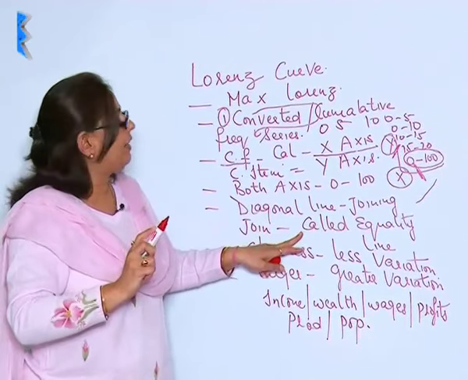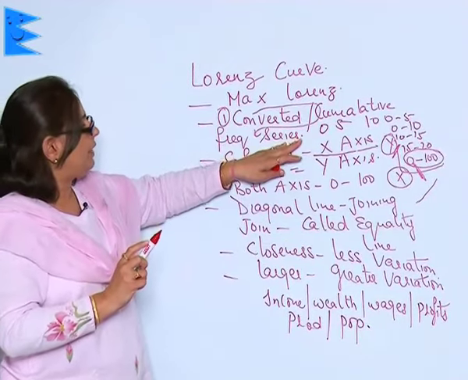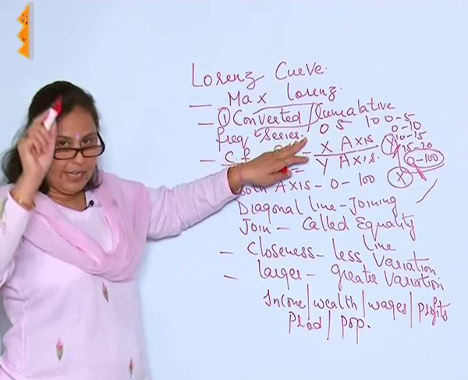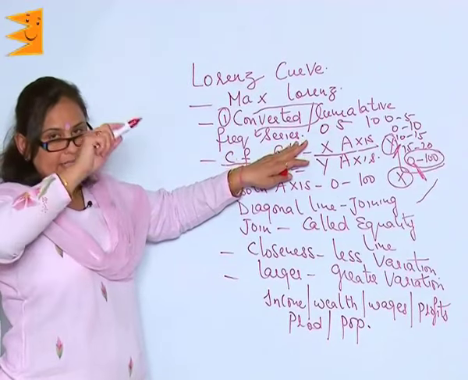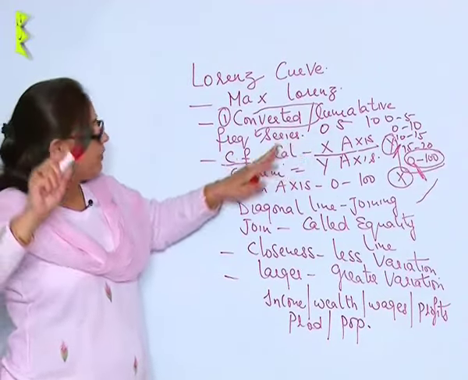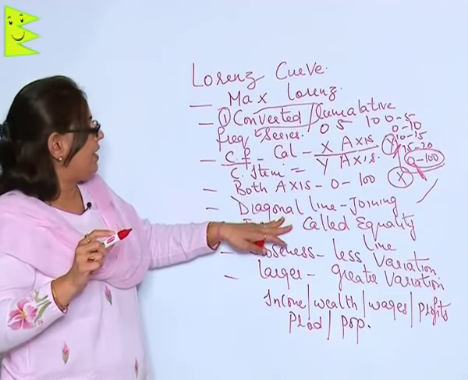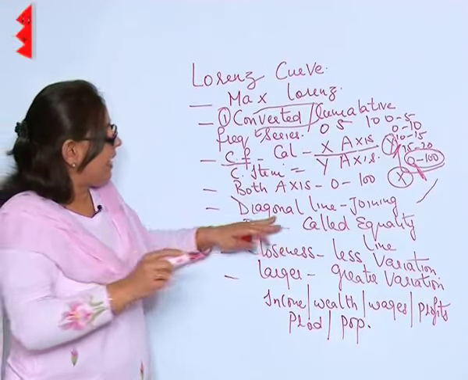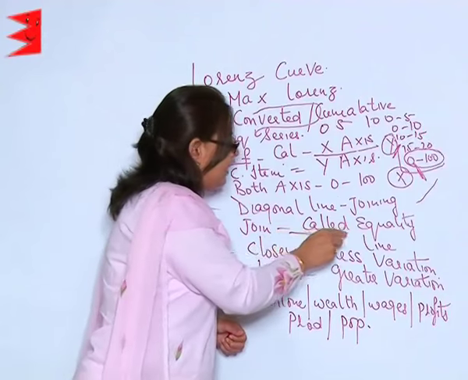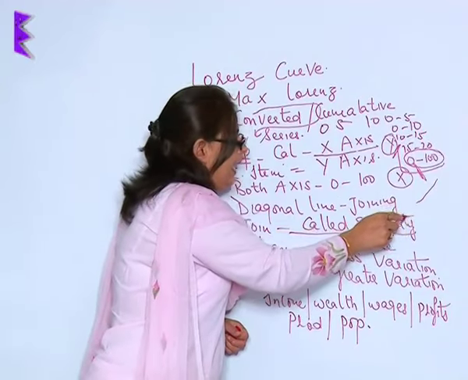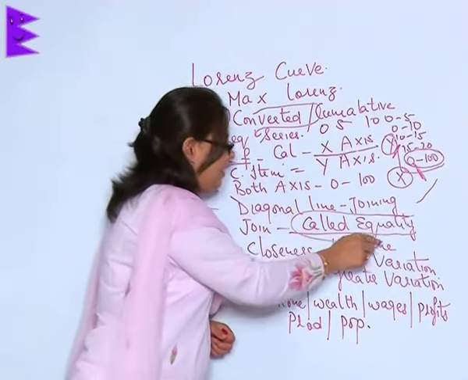Thus, what have you done? First of all, you have plotted the series that we have on the x-axis and the y-axis, and then the diagonal line joining 0 to 100, which is called the equality line.